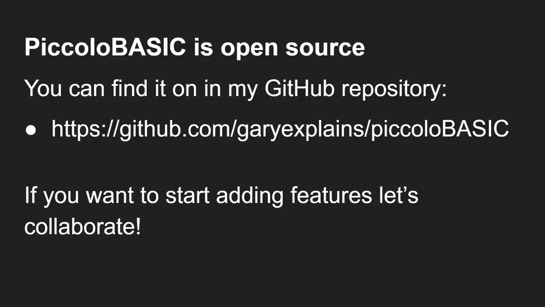Now, Piccolo Basic is open source. You can find it on my GitHub repository, github.com/GaryExplains/PiccoloBasic. If you want to start adding features, let's collaborate. The more, the merrier, and the more we can get things done, the more we can get things advanced. Now, remember, for the Raspberry Pi Pico, you've got C++. We've also got Python. I think this is a great addition to the Raspberry Pi Pico lineup, having a basic interpreter, and this really could be developed to be really useful for teaching programming and for doing simple projects that you want to do without having to learn too much complicated stuff.